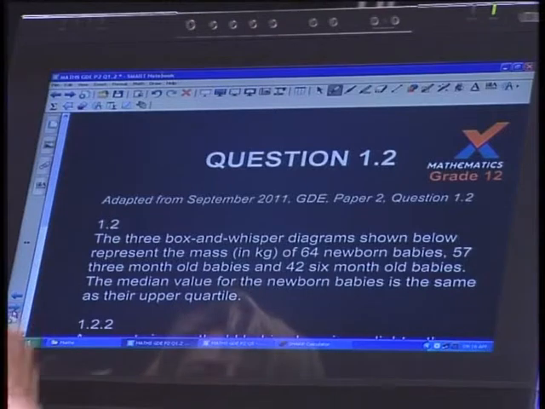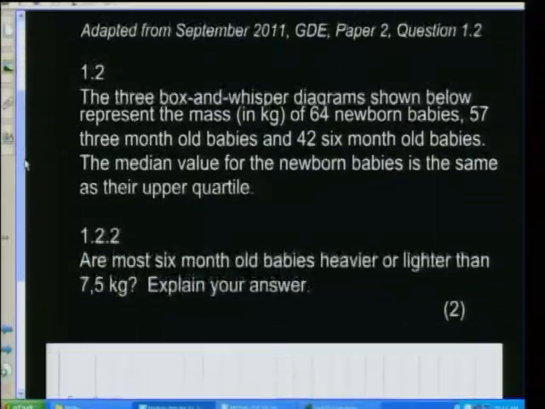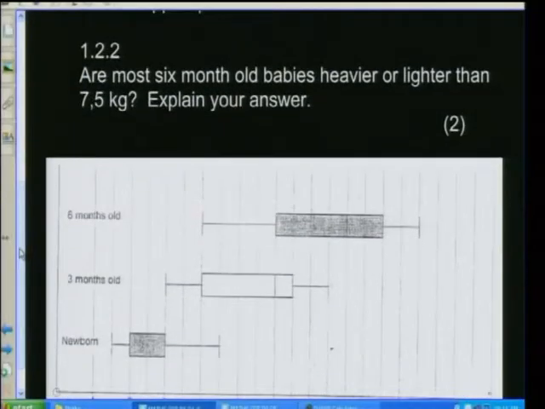Right, let's have a look at the next question. Same story for the 3-month-old and 6-month-old babies. Are most 6-month-old babies heavier or lighter than 7.5 kilograms, and explain your answer. So are most 6-month-old babies heavier or lighter than 7.5 kilograms? And explain your answer.